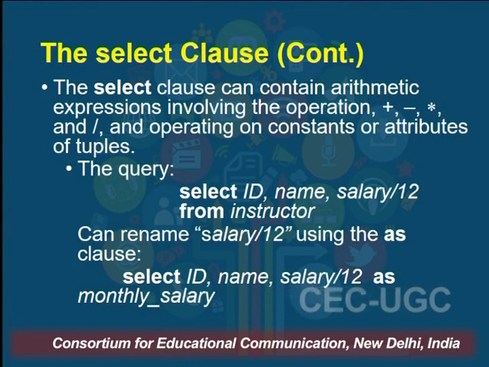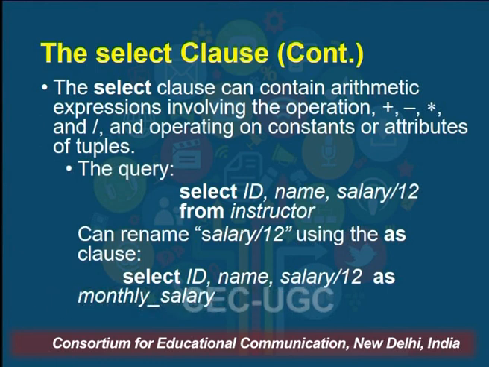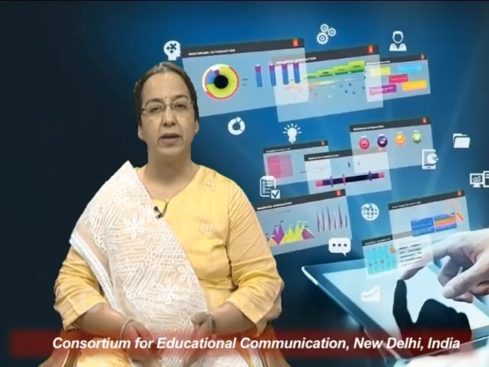Also, let us say we want to rename this salary divided by 12, because this is going to be a field in the resultant relation. The fields in the result will be ID, name, salary divided by 12. If someone wants to rename this using monthly salary or any other more appropriate field name, that can be done using the as clause. So this will be select ID, name, salary divided by 12 as monthly salary from instructor. After this command we get a resultant relation with 3 fields: ID, name, and monthly salary, which is the original salary given in the instructor table divided by 12.